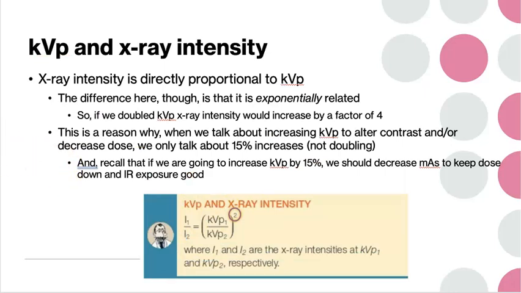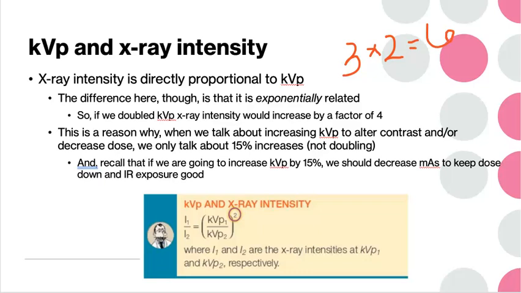On the other hand, we have kVp. Now, it also somewhat affects X-ray intensity as well, and it's also directly proportional. The difference here, though, is that it is exponentially related. So basically, let's pretend that we're going to use this exponent right here, number 2. And let's say that we're going to have 3 times 2. So 3 would be doubled and we'd get 6.